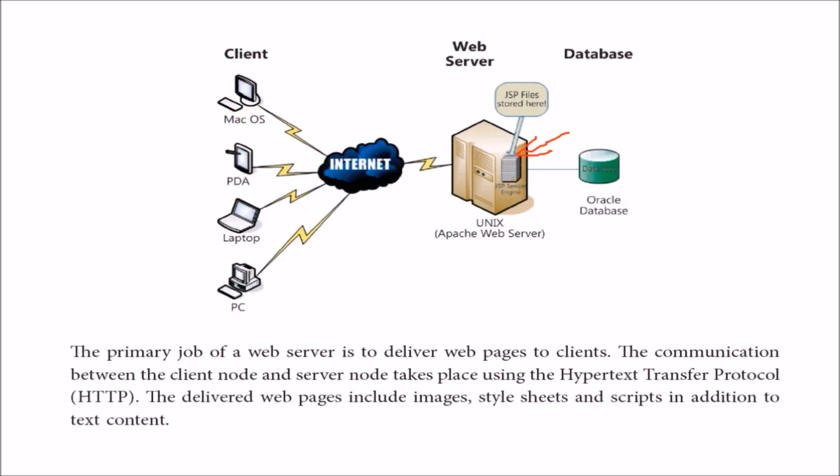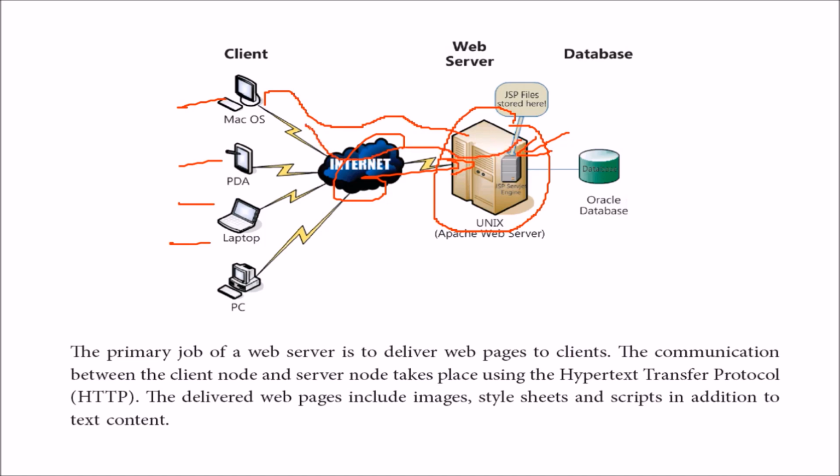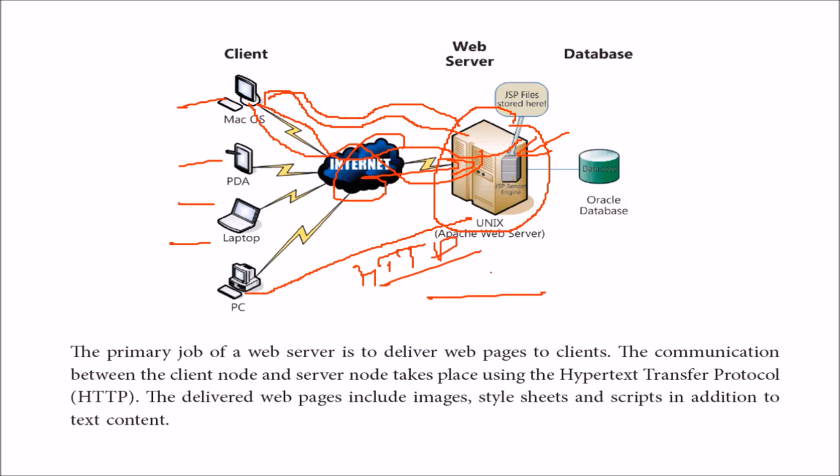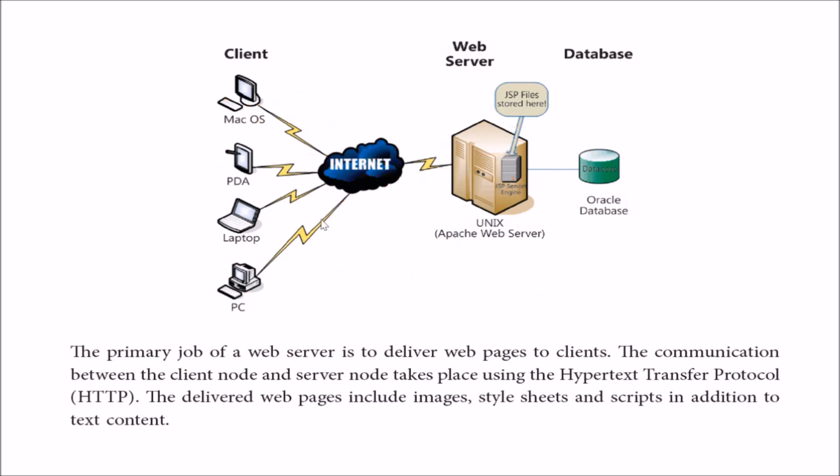You have a web server program here, and this is a huge machine that contains that web server program. And these are the different clients, which interact with it through the internet. They ask for a certain page, it will return that page. If they ask for gaming, it will render the gaming. So the primary job of a web server is to deliver web pages to clients. The communication between the client and the server generally takes place using HTTP, Hypertext Transfer Protocol, in order to get the page. The delivered web pages may include images, style sheets, scripts, audio, video, whatnot.